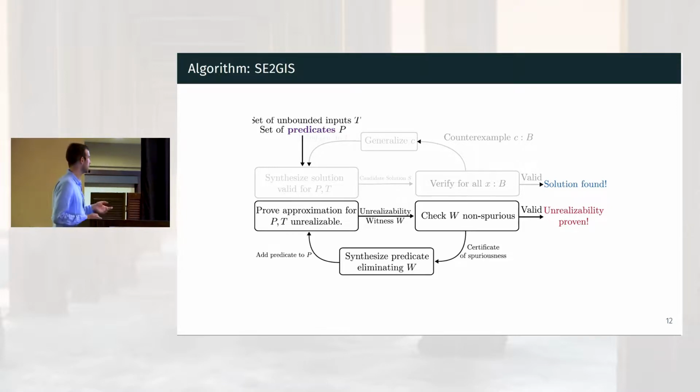But if it is spurious, then we need to synthesize these predicates that we put into the approximation and that will eliminate these spurious inputs. And we add this predicate to P. And the algorithm can take loops alternatively from both sides. So we can add terms to T and then learn that, oh, we got an unrealizability witness, then we need to refine the predicate that corresponds to the new term, and so on. So both loops work together to find either of those answers, either a solution or unrealizability.